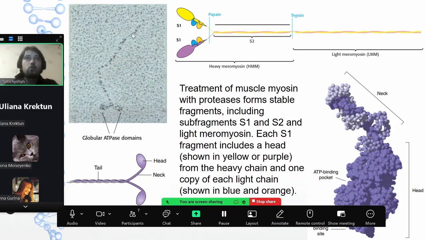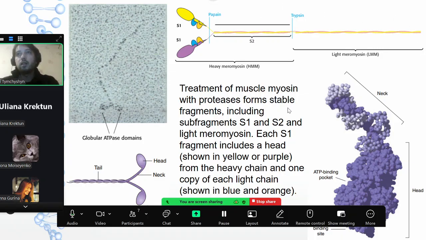Here are a few more images for you to get the idea of all that myosin thing. So here is the micrograph. Here you see these sort of ATPase domains. So the process uses ATP. I will show you the slide with the process, where and how.